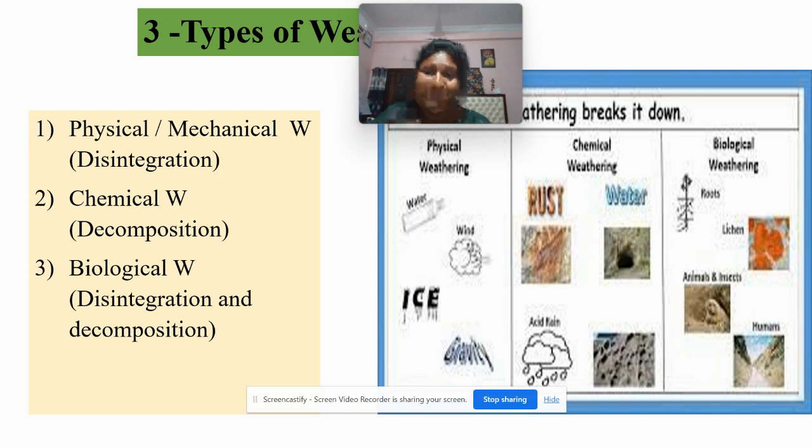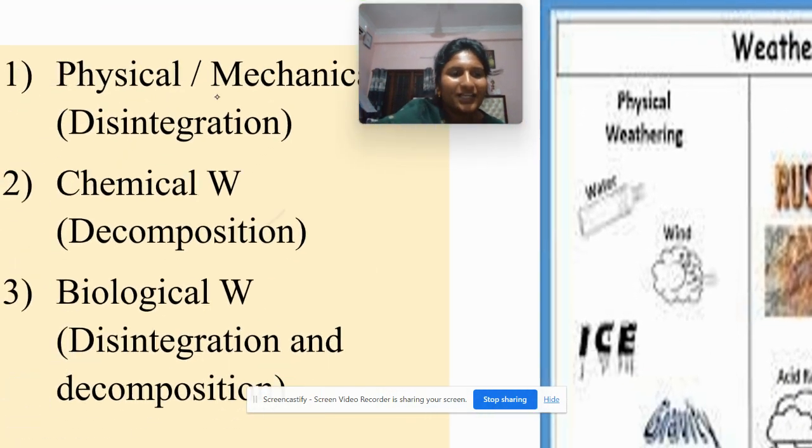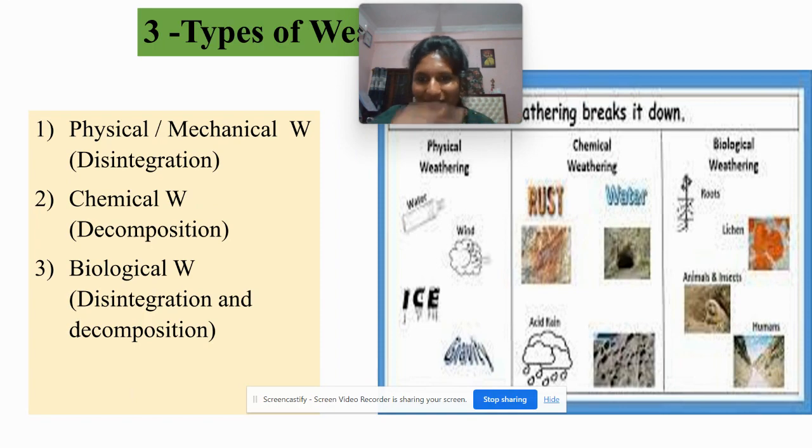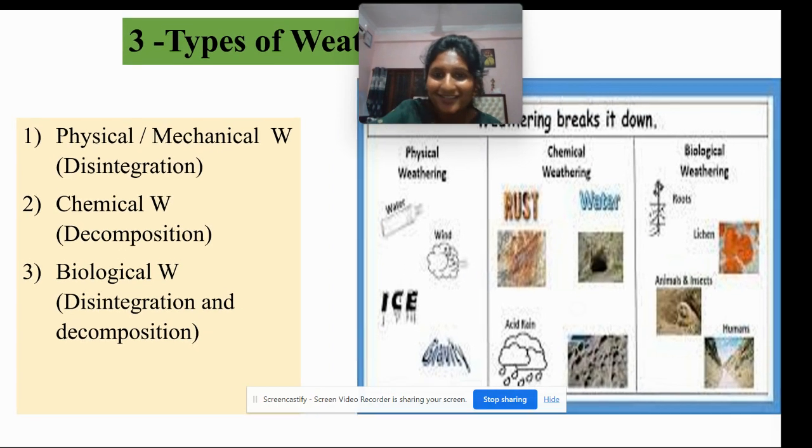Bio means living organisms. The weathering that occurs by living organisms is called biological weathering. In biological weathering, it occurs not only as breakdown but also decomposition, that is disintegration as well as decomposition, both come under this biological weathering. So physical is disintegration, chemical is decomposition, biological is disintegration as well as decomposition. Right, it is a very interesting topic.